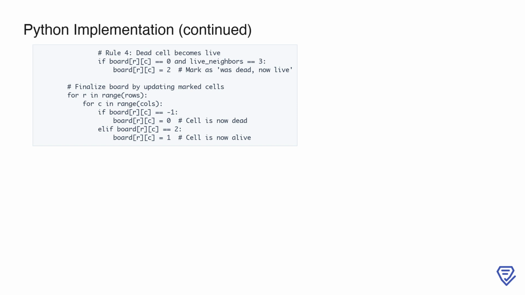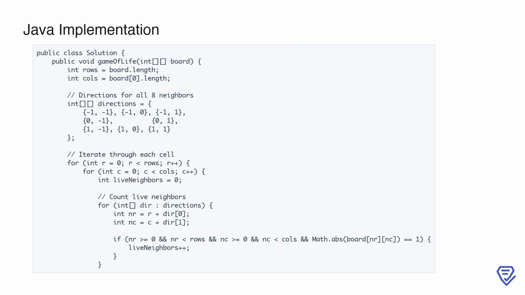Similarly, cells marked as 2 are updated to 1, indicating they are now alive. This ensures the board reflects the next state of the game of life after applying all the rules. By the end of this process, the grid is updated in place, and we've successfully implemented the game of life in Python.